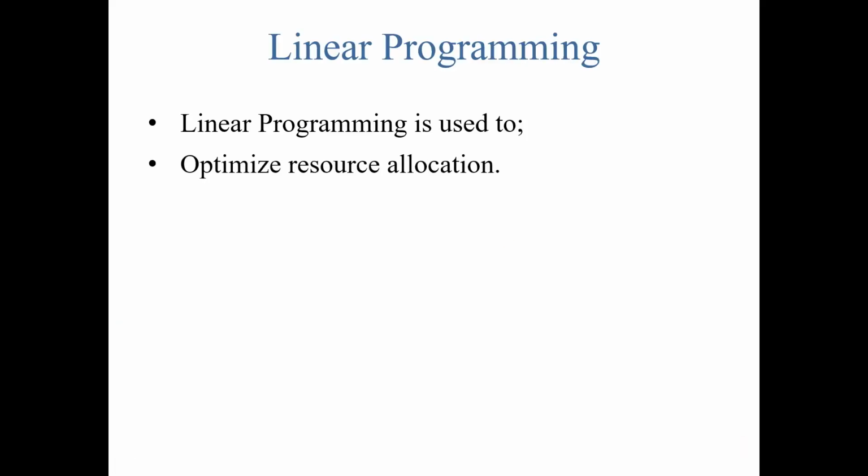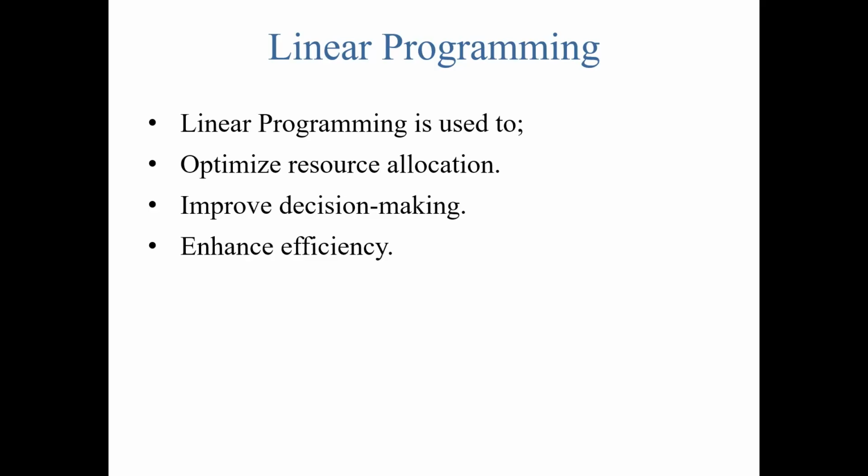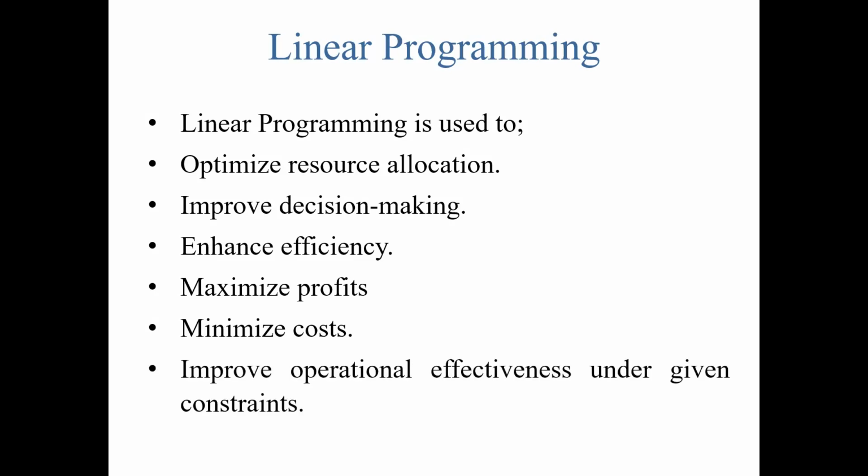So this is linear programming. Actually, the purpose is to optimize the use of the resources in a very good way, allocating the resources, and we can improve our decision making. Decision making is which product we should produce in which numbers, and the purpose is to maximize the profit, or maybe sometimes to minimize the cost. It actually improves the operational effectiveness under the given constraints. Constraints, the given constraints, decide which product is going to give me more profit.